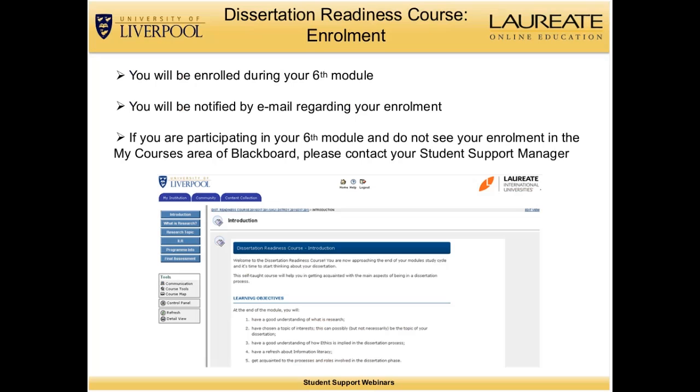So for the dissertation readiness course, you will be enrolled during your 6th module. Announcements will be introduced via Blackboard also. You will also be notified by email regarding this enrollment. If you are currently participating in your 6th module and you don't see an enrollment request in your courses area on Blackboard, please contact your student support manager and let them know.